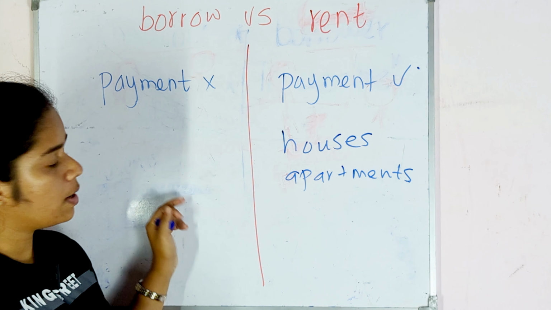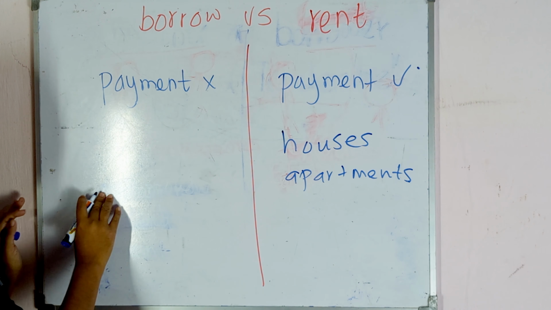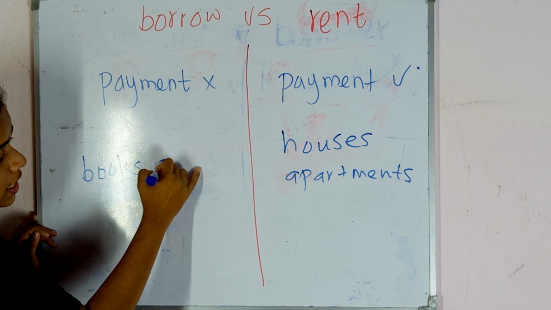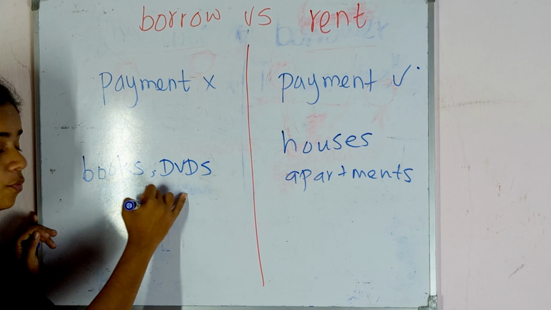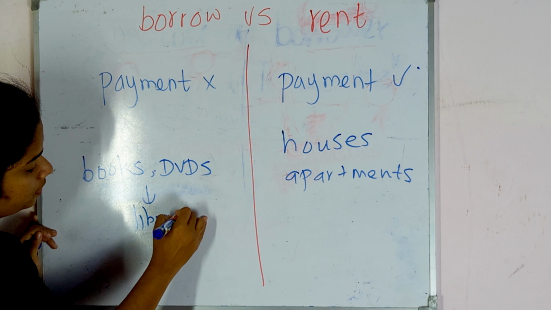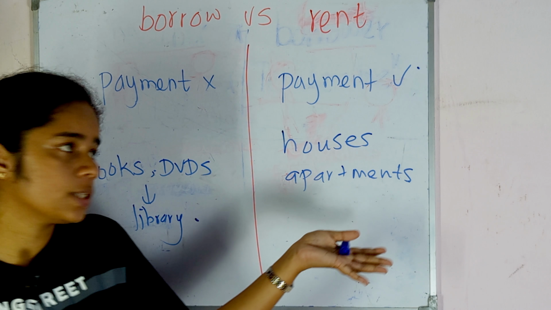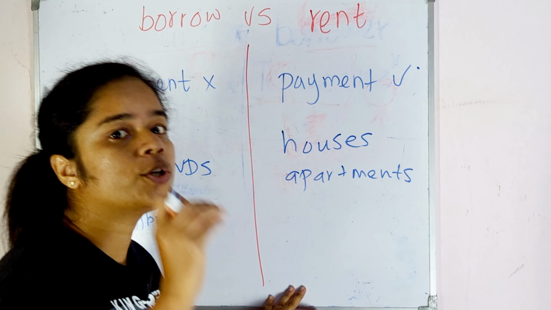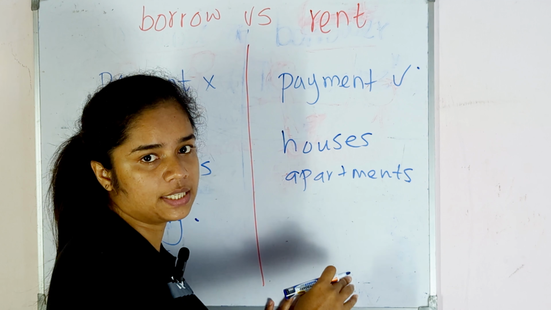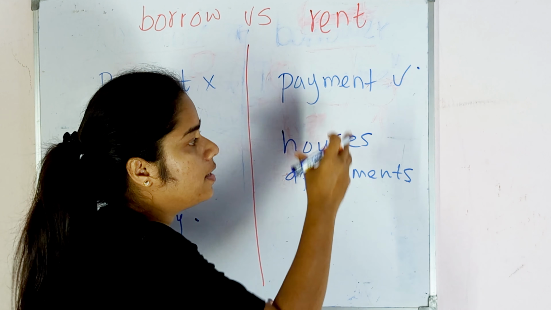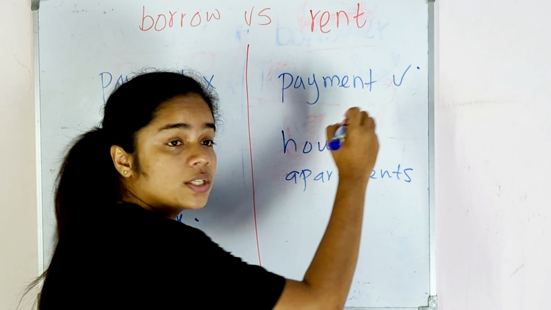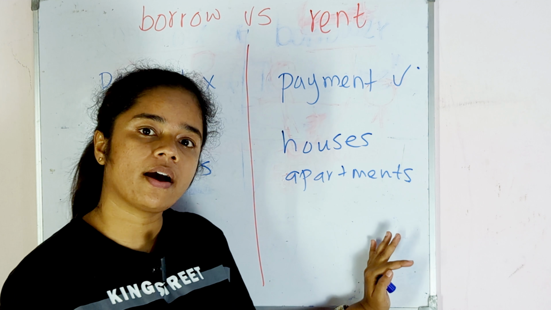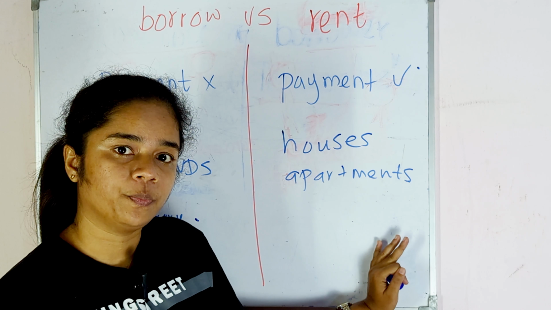And what about borrow? You can borrow books, DVDs from where? From the library. So here the difference is when you rent something you have to pay. Especially when we take houses and apartments, whatever you are going to rent, the owners are expecting money from you, right?